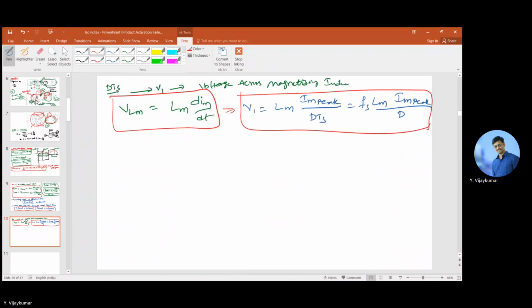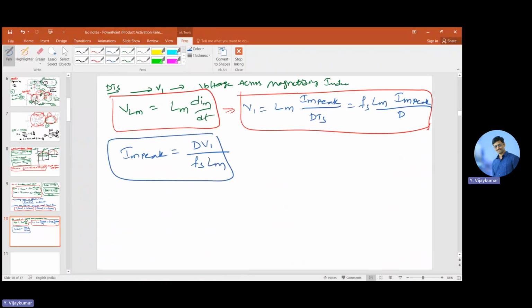As we know, initially there is no magnetizing current, so it starts from 0 to the peak value of the magnetizing current. What is the peak value of the magnetizing current? Im peak is equal to D times V1 divided by switching frequency times Lm. This is the peak value of the magnetizing current.